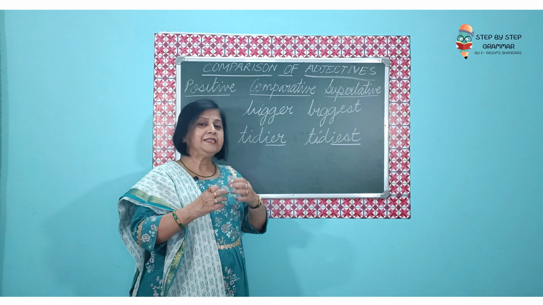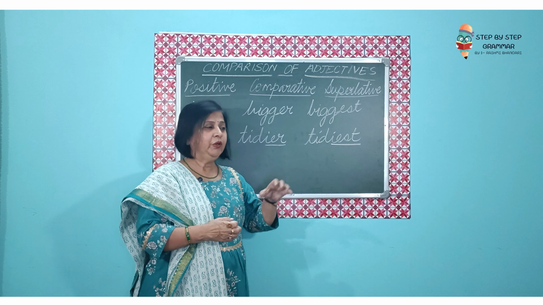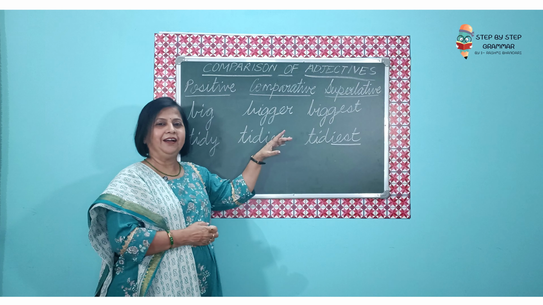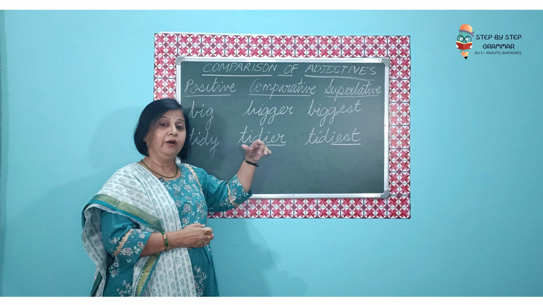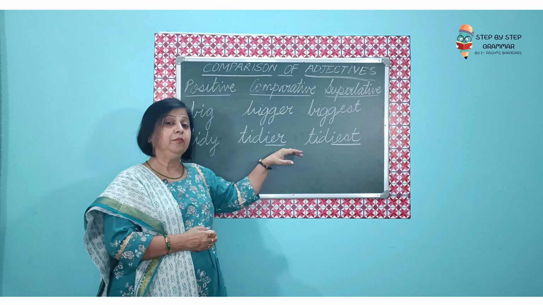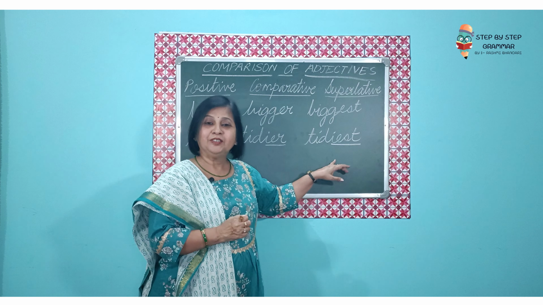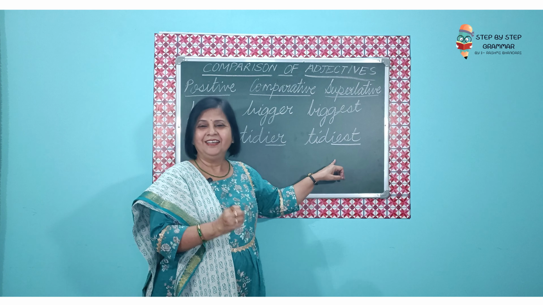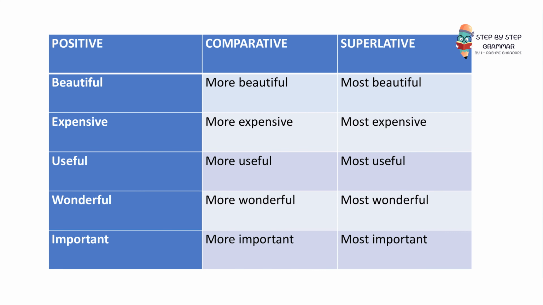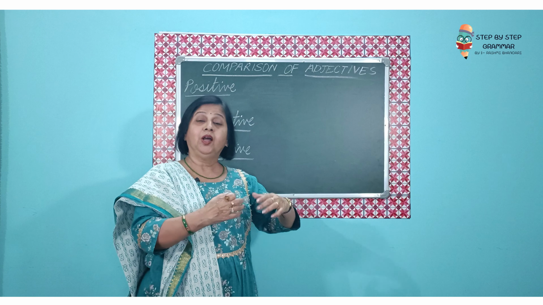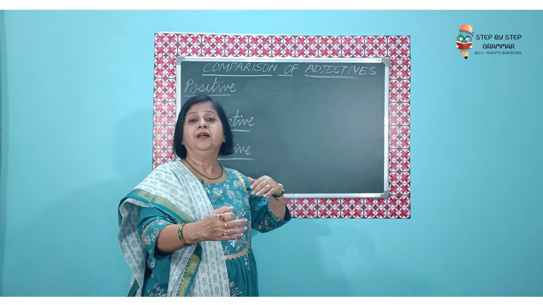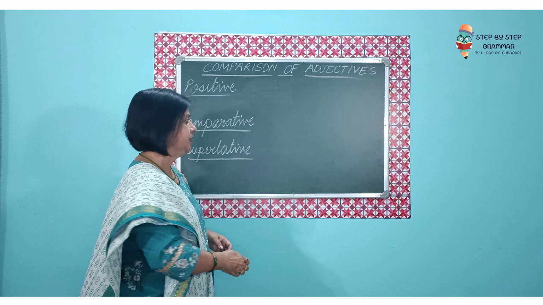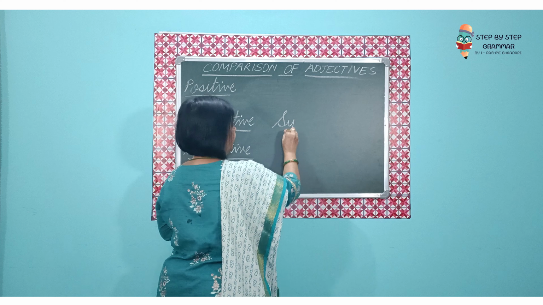Now, there are some words which do not follow this ER or IER. We are going to add more to the comparative form and most to the superlative form. Now, which are these words? Let's have a look at them. Before we move into finding out how to add more to the comparative and most to the superlative, there is one word, and that word is syllable.